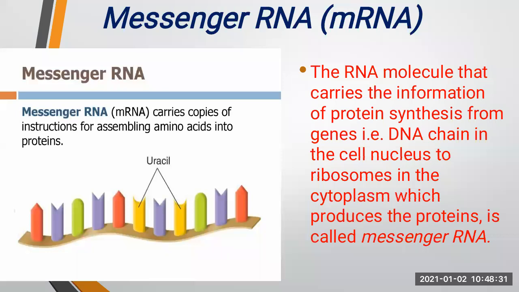The RNA molecule that carries the information of protein synthesis from genes, that is the DNA chain, in the cell nucleus to ribosomes in the cytoplasm, which produces the proteins, is called the messenger RNA. Right? Are you following? So, what is the function of this messenger RNA? This is also a nucleic acid, and it is called mRNA. It carries the information, it goes into the nucleus, and it copies the information, whatever is there on the DNA, and it comes back into the cytoplasm, and it gives that information to the ribosome, where the protein is going to be synthesized.